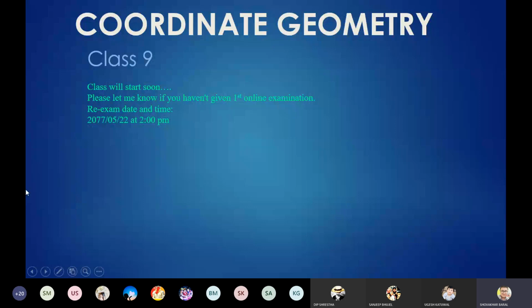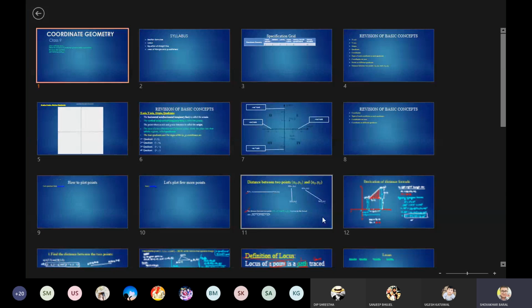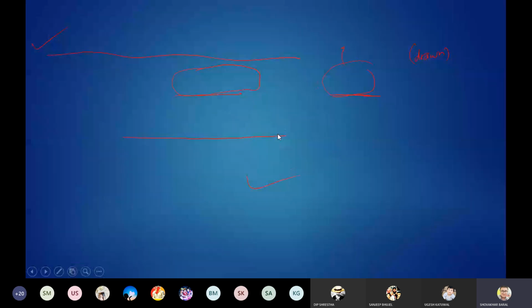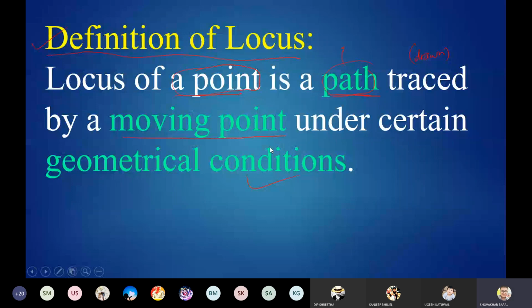So let me continue from the slide that I left last week. Let me begin from the definition of the locus. Please write it, I requested you to write it last week. I don't know whether you have written it or not. If you have not written, please write it. Definition of a locus: locus of a point is a path traced by a moving point under certain geometrical condition.